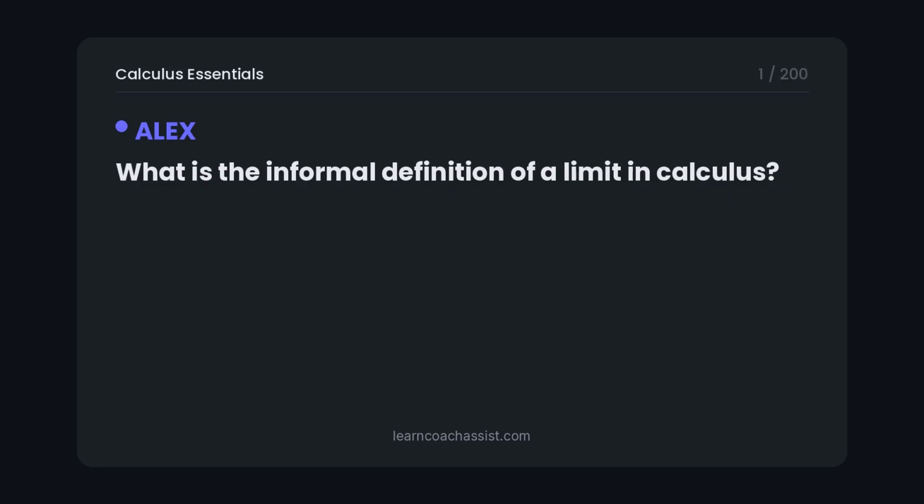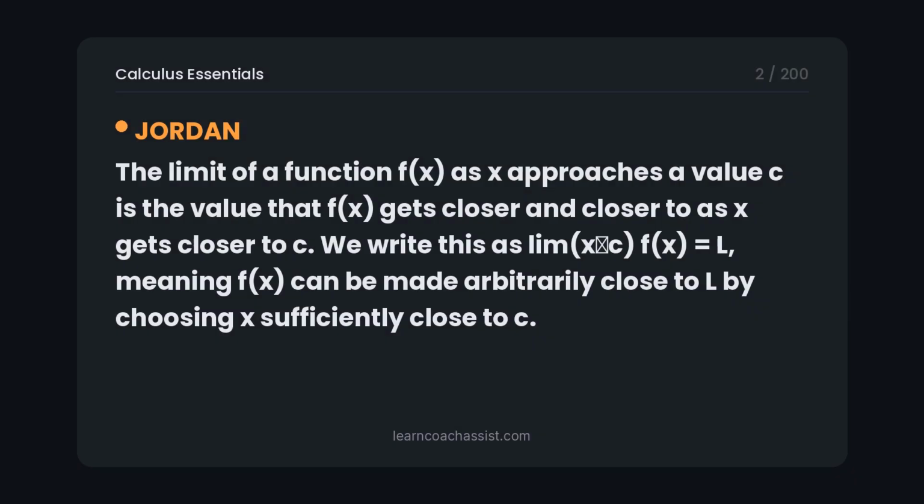What is the informal definition of a limit in calculus? The limit of a function f(x) as x approaches a value c is the value that f(x) gets closer and closer to as x gets closer to c. We write this as lim x→c f(x) = L, meaning f(x) can be made arbitrarily close to L by choosing x sufficiently close to c.